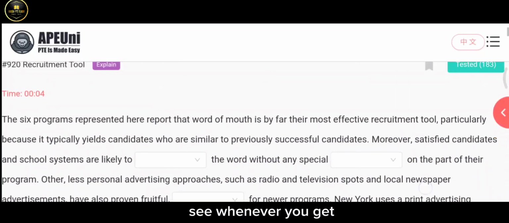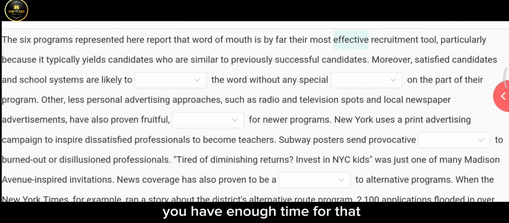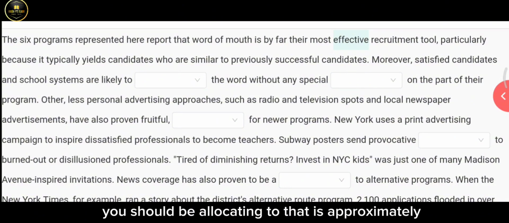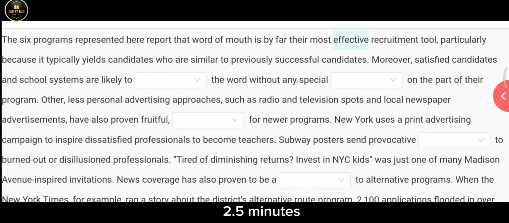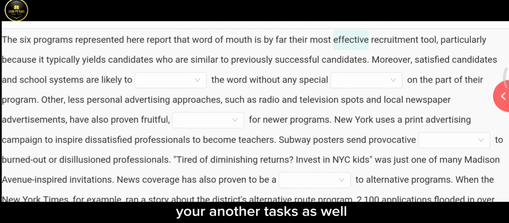See, whenever you get these kind of questions in front of you, make sure that you have enough time for that. The time you should allocate is approximately 2.5 minutes, but if you spend more than that, then that may hamper your other tasks as well. So do not spend more than 2.5 minutes on this kind of question.